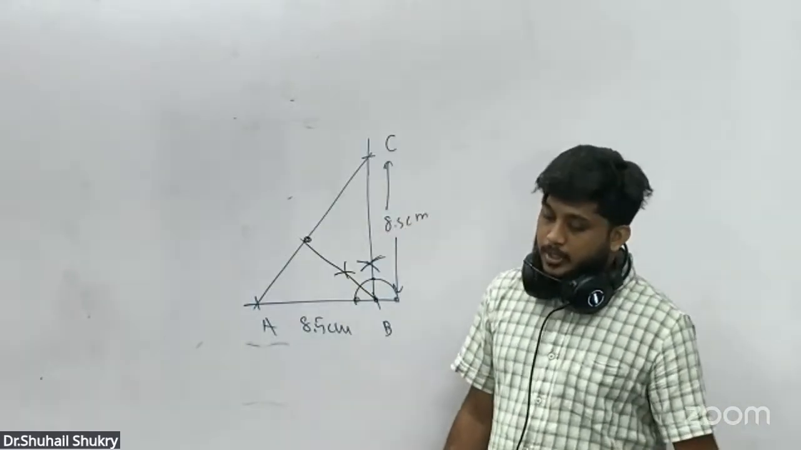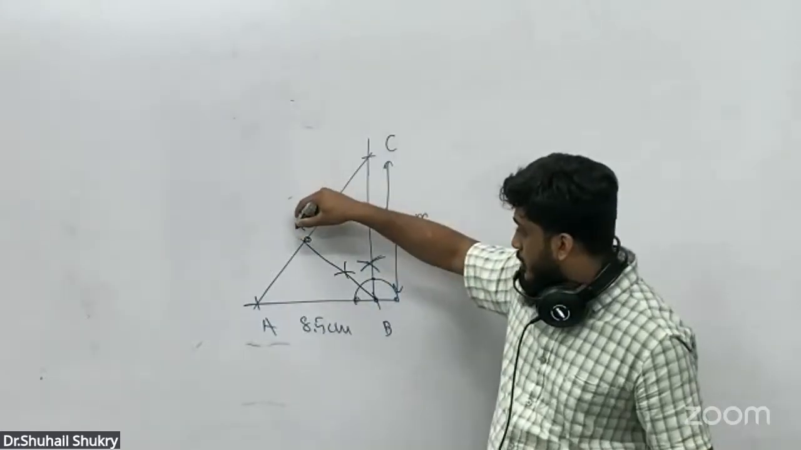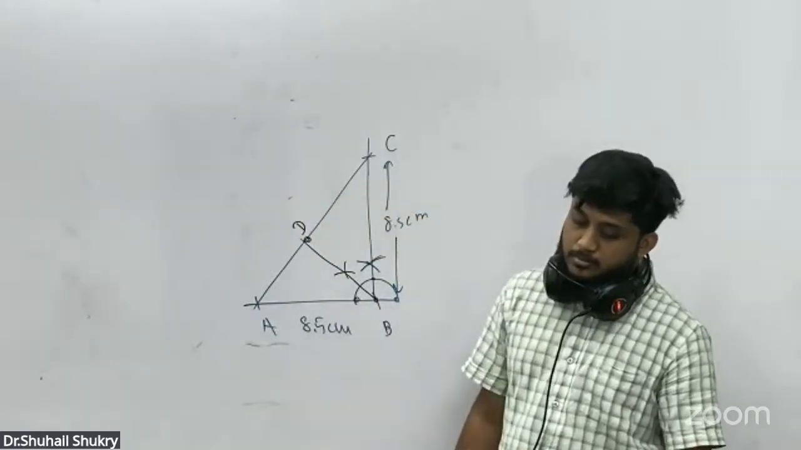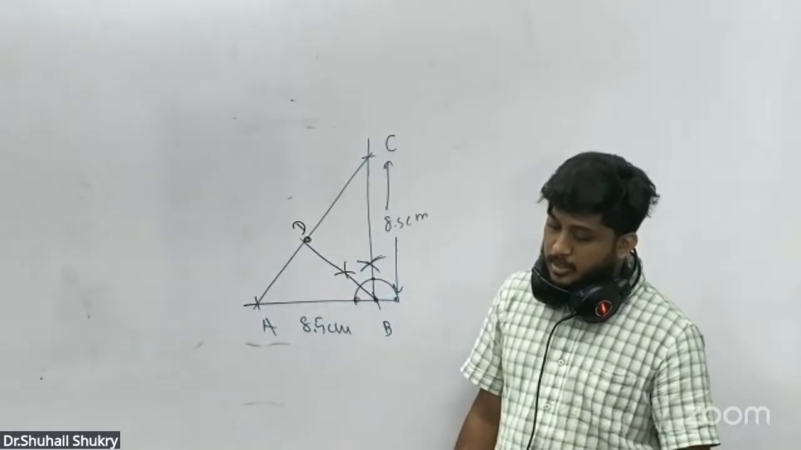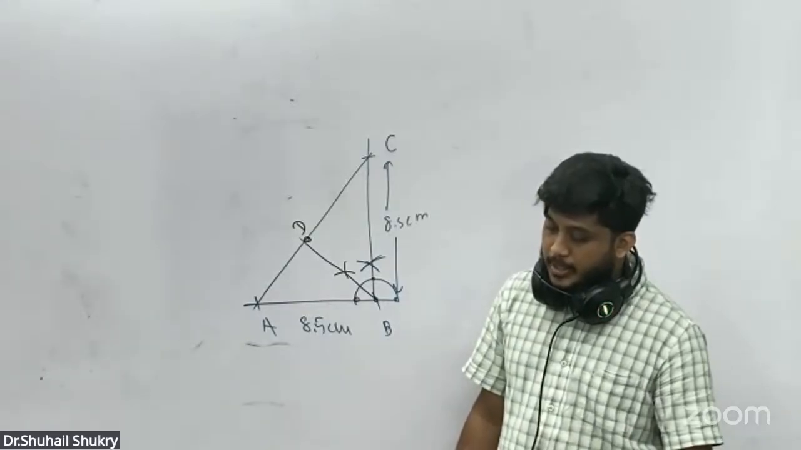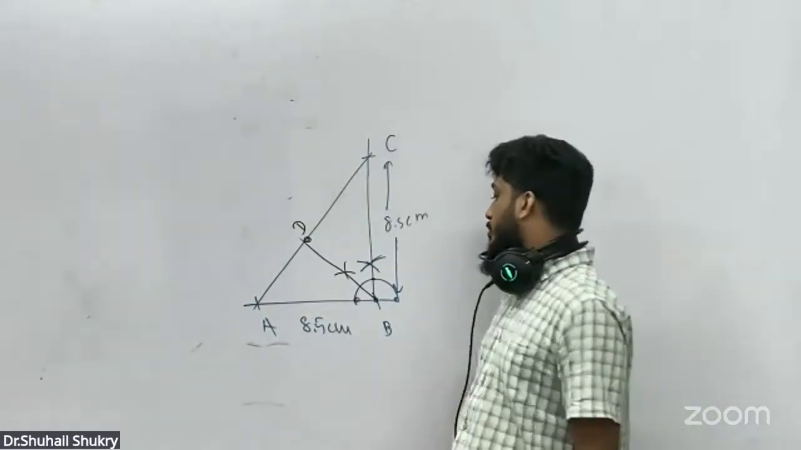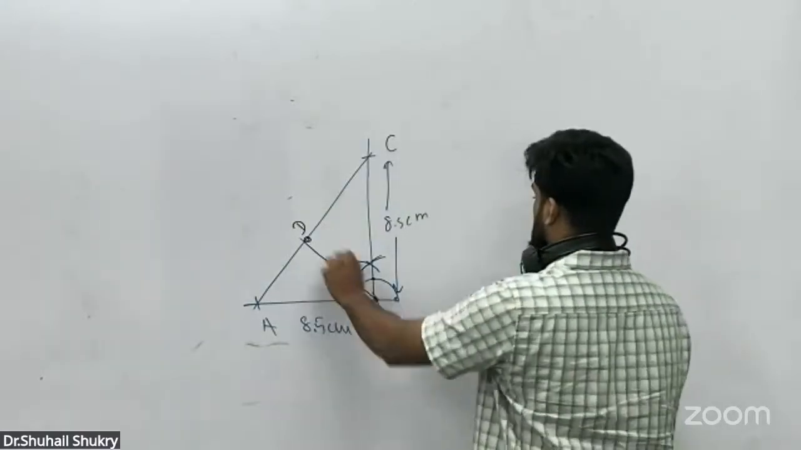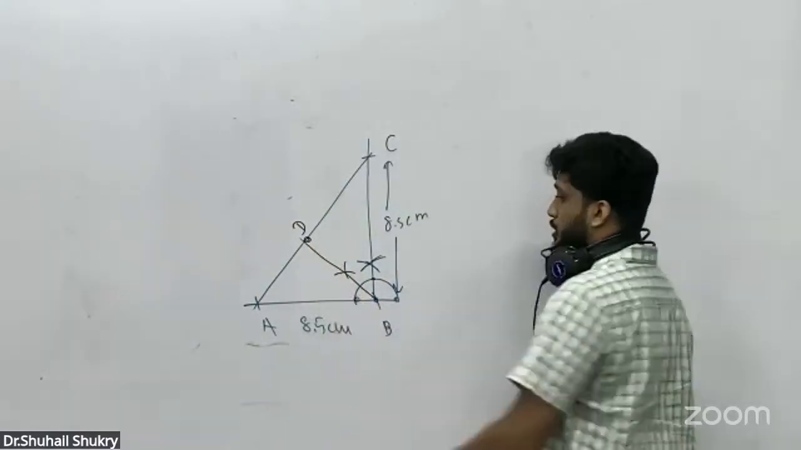Then name the point at which it meets AC as D. So this is D. So two things are already done. Find the center of the circle that has BD as a diameter. BD should be the diameter, B to D. I mean, you have to find the center of the circle.